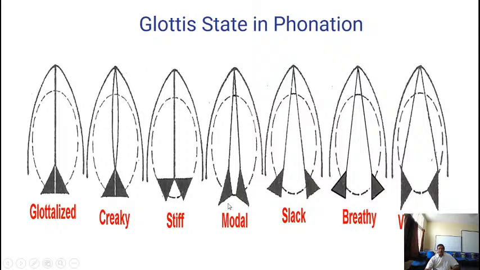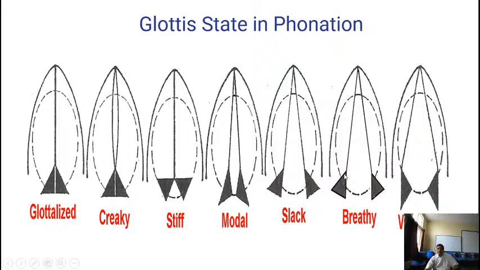Then you have the modal voice, which is the frequent one, used by normal speaking people in normal speech, and maybe in singing to some extent. This is the modal voice, commonly used for speech. Here the space has become a little more, and so the voice that is produced is not very clear.